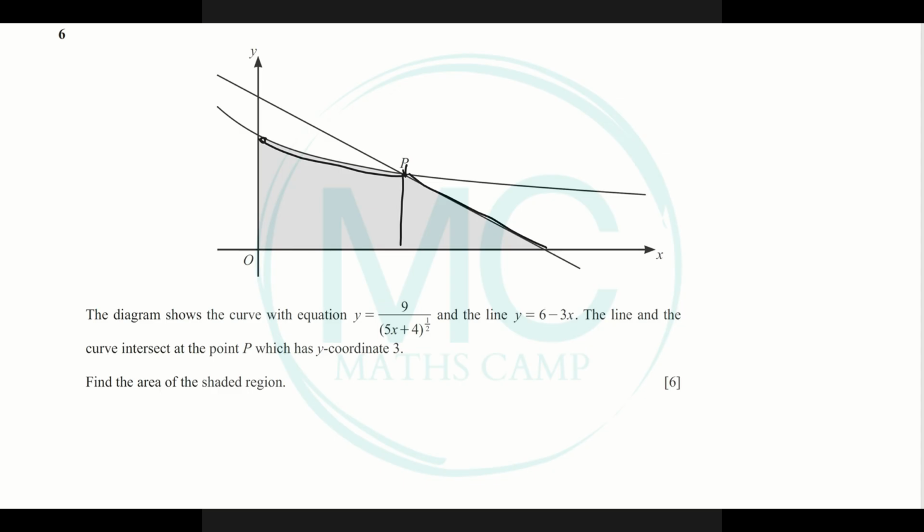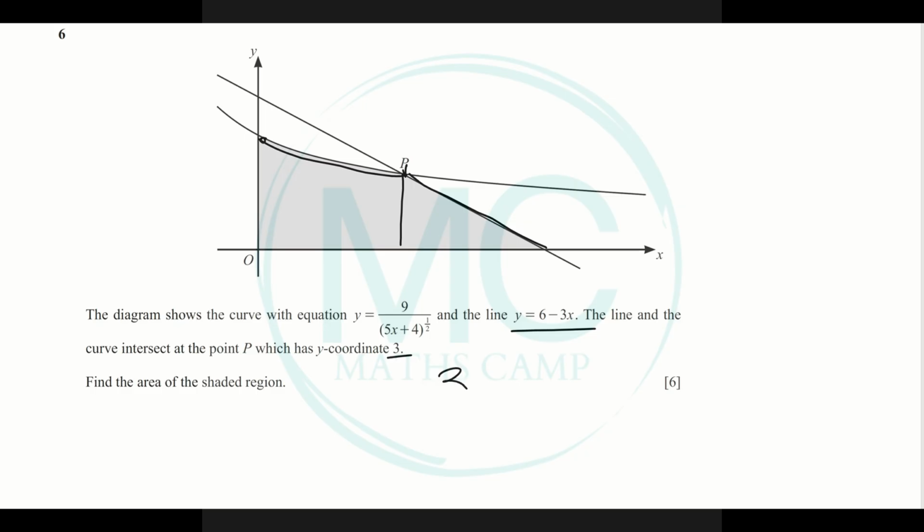At P, the curve and the line intersect, so we can use either equation to find the x-coordinate of P. Always use the simpler equation, which in this case is the straight line. The question tells us that at P, y is 3, so we can use this to find x.